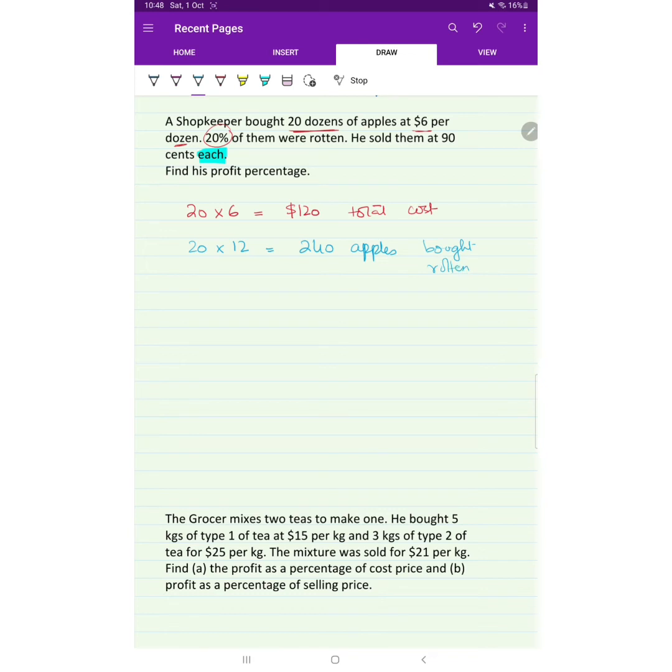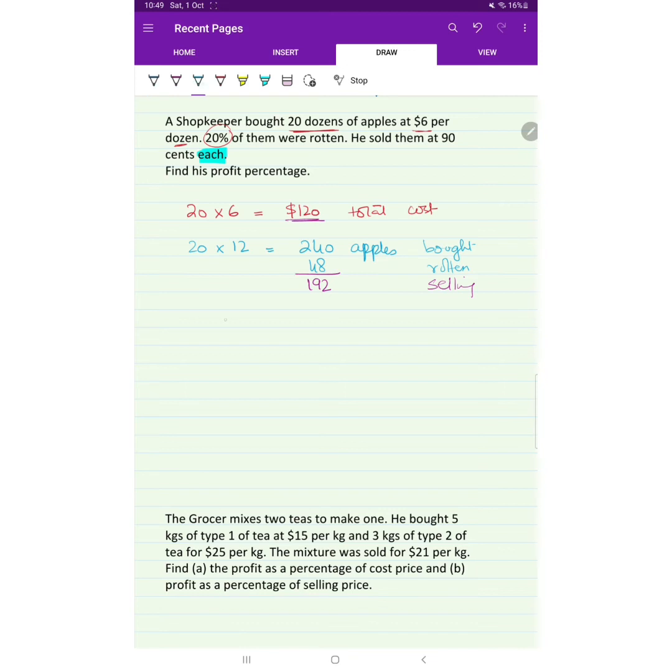So 20% of them were rotten. That means 240 into 20% will give me 48. He bought 240 apples. 48 were rotten. So how many is he selling? He is selling 240 minus 48, which is 192. So he will sell only 192 apples. I got the total cost.